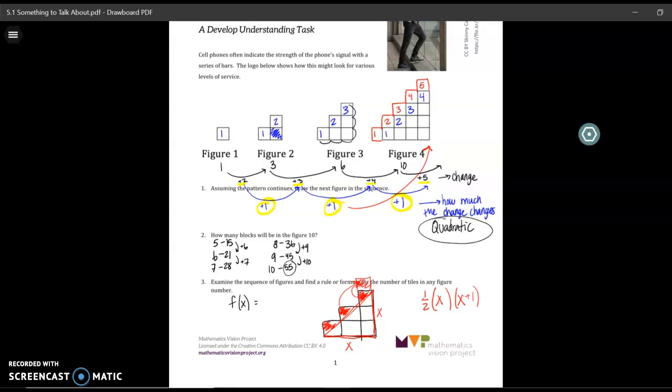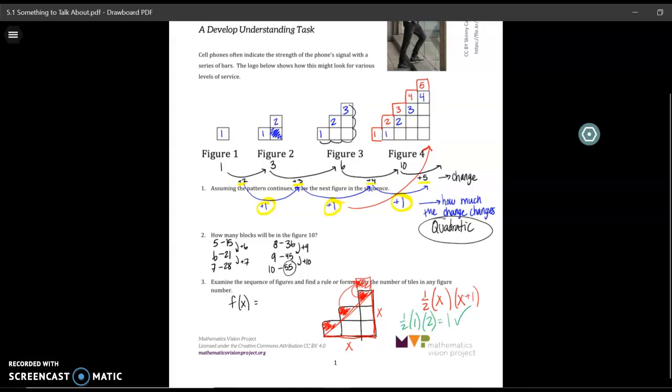I want to see if it's right. Whenever we get an expression like this, we have to check and make sure it's actually giving us the right thing. So if my expression is correct, then I should be able to plug in any of these figure numbers and get the number of tiles. So let's just try it with figure 1. If I plug in 1 to this expression, 1 plus 1 is 2, so 1 becomes all the x's. I have 1/2 times 1 times 2. 2 times 1 is 2, times 1/2 is 1. So that one works, that one checks out.